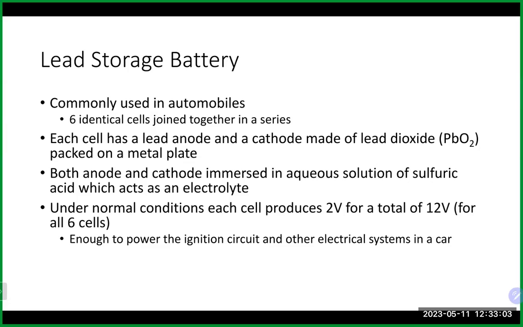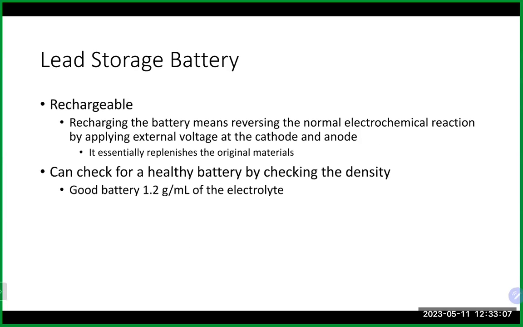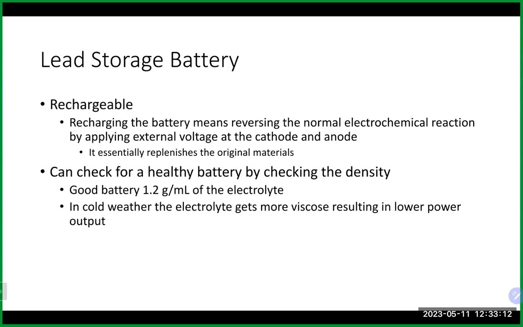So it keeps that voltage variable, and we also can recharge it as we're driving, which if you ever had to jump your car, right, they tell you keep it on, drive it for 30 minutes, hope for the best, right, before you shut it off. And you can recharge it and it'll come back to life in a lot of cases. You'll be okay. Good batteries usually have a density of 1.2 grams per milliliter.